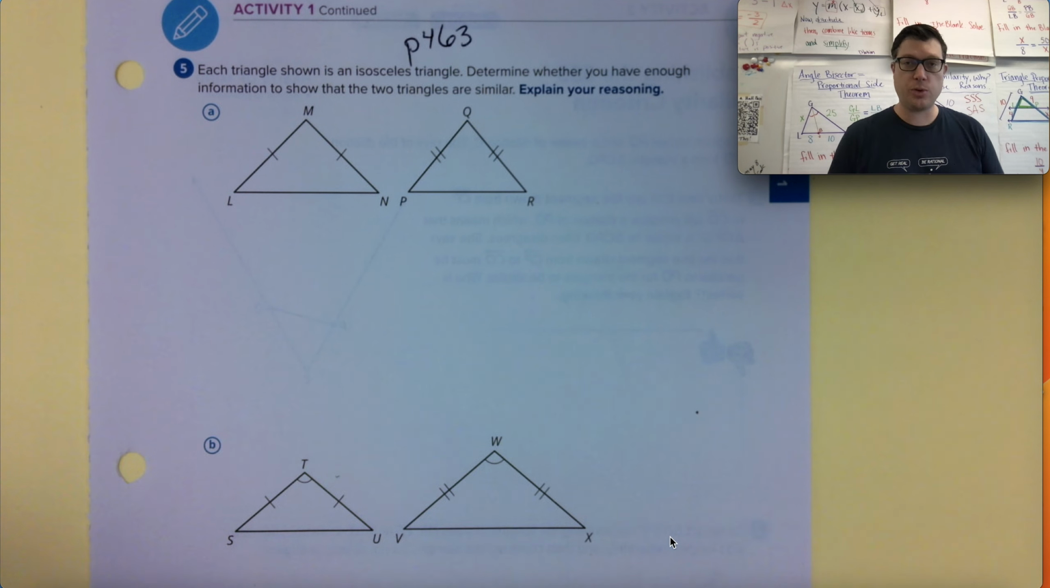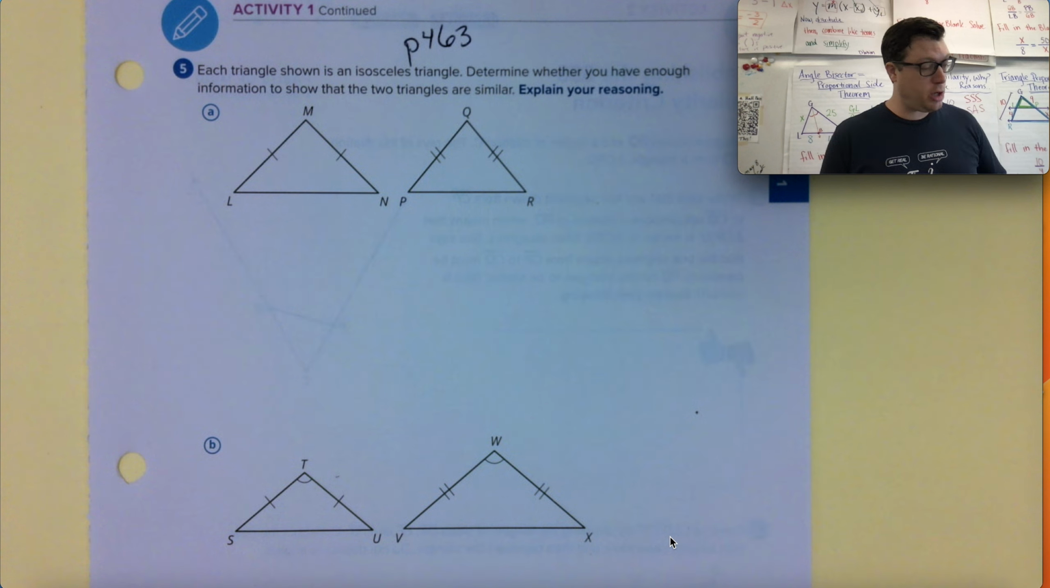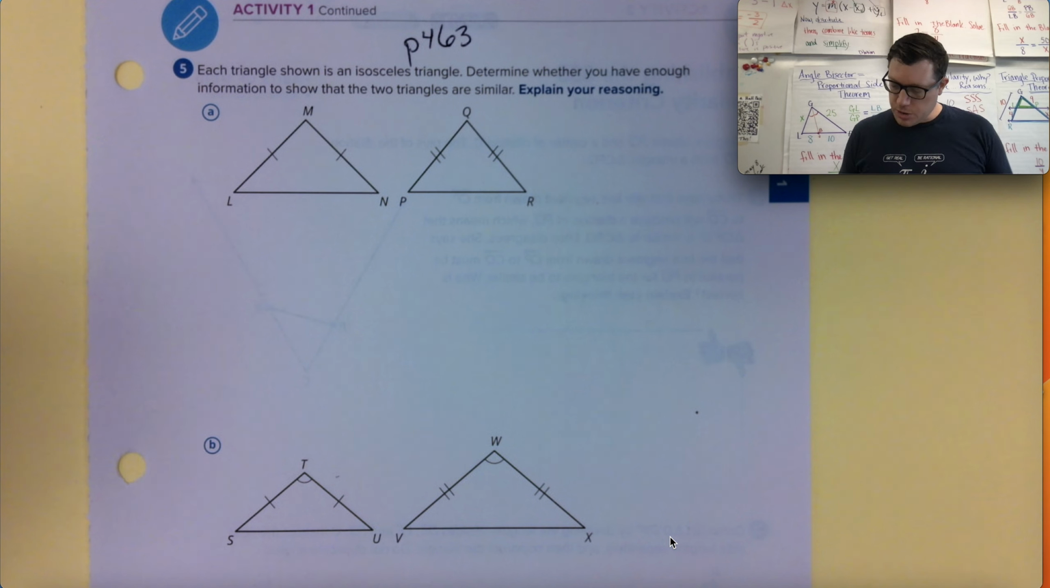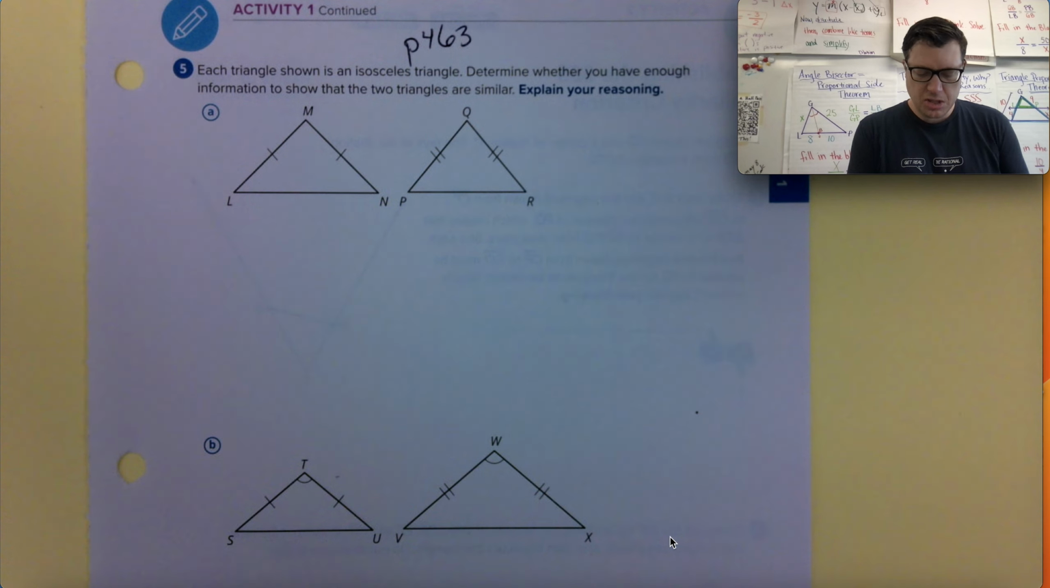Specifically page 463. This is going to wrap up our conversation, or at least lead into a next conversation on what is the right amount of material or information to know about two triangles to say whether or not they're similar. And in the first question, in order to answer it, I'm going to use our tracing paper from the previous lesson.